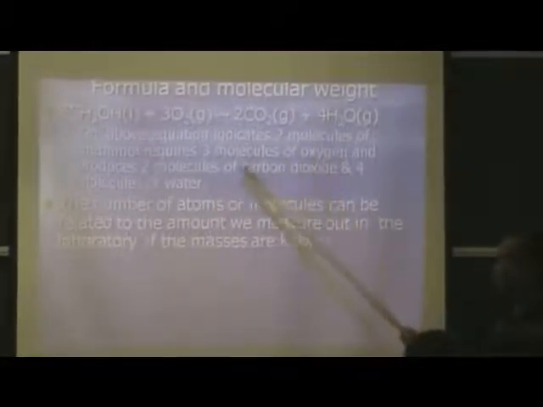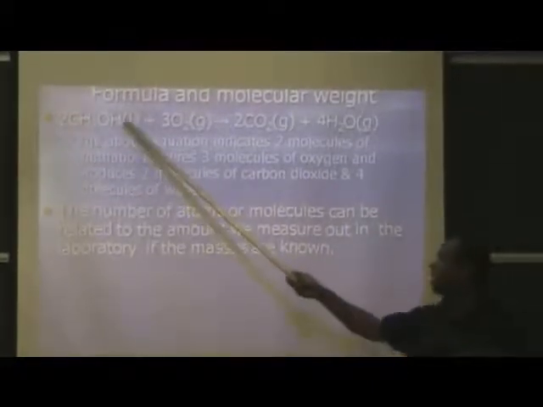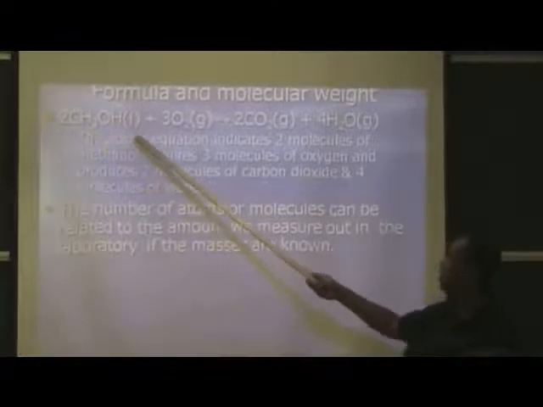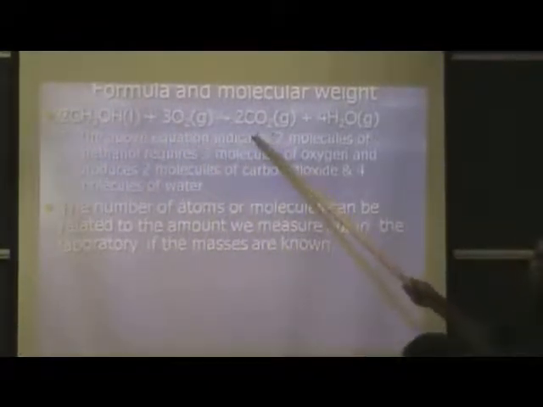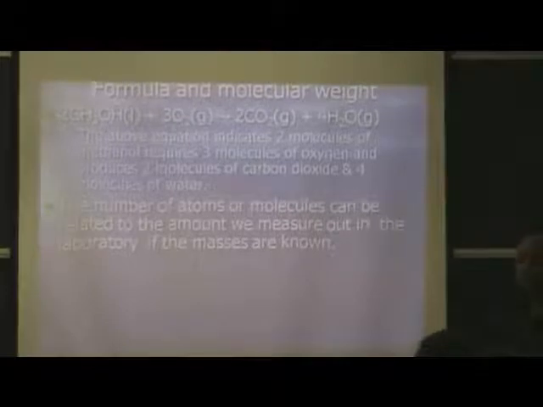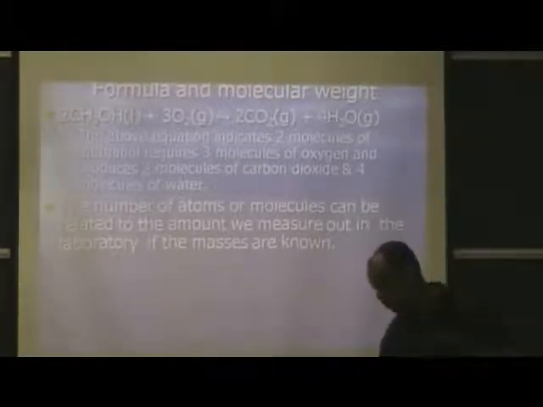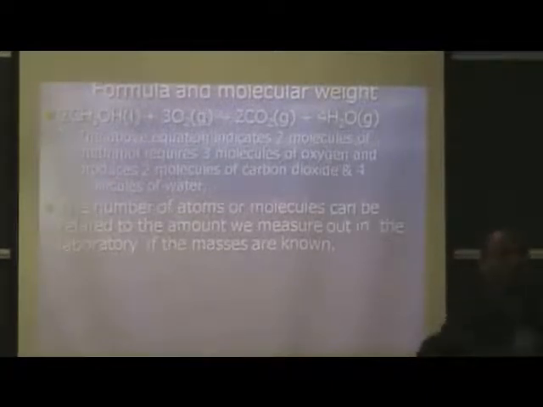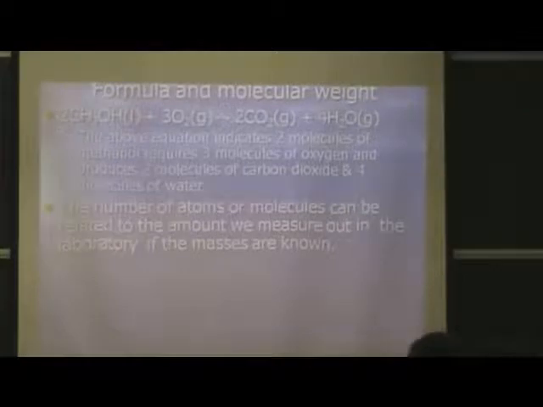Sometimes my question from now on is going to be, I have two molecules of CH3OH and 5 molecules of oxygen. How many molecules of carbon dioxide do you think I would get? Or how many molecules of water should I get? Such questions will come in. So how do we answer this? We can answer this question if we properly balance the equation.